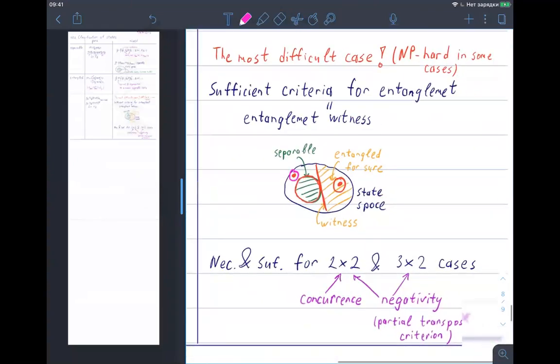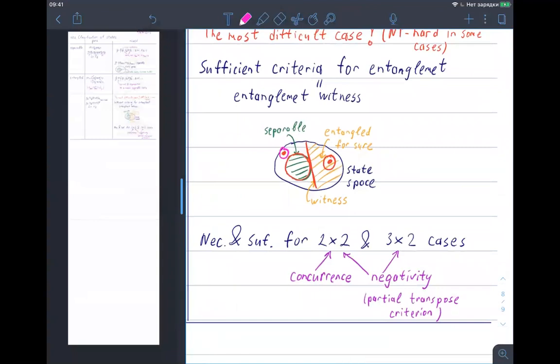What we know is that there are necessary and sufficient conditions only for two by two cases, let's say the two qubit case. We will consider it further. It's what is called concurrence. And also there is a necessary and sufficient condition for 3 by 2 cases, as well as negativity. It relates to what is called the partial transpose criterion, and it works for 2 by 2 systems and 3 by 2 systems.